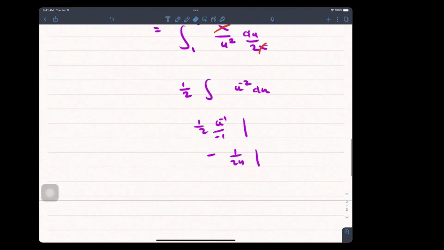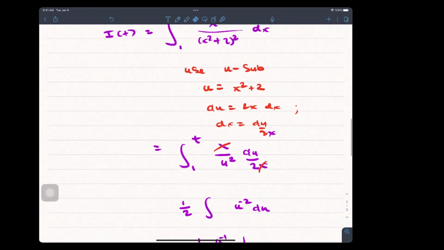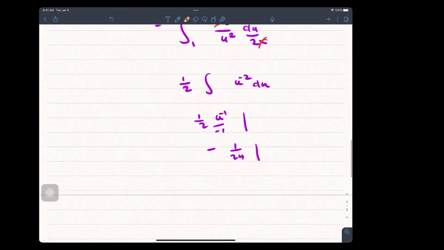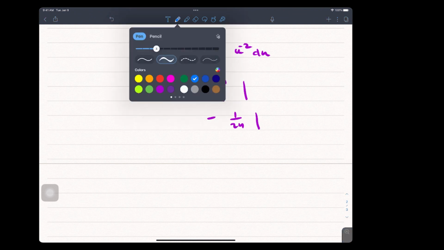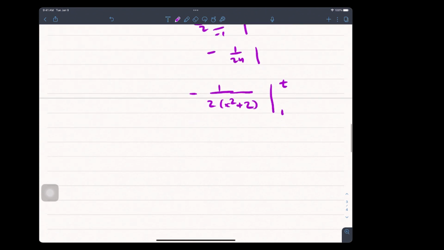Okay? What was u anyway? You guys remember what u is? This is u. Is that true? So here's what I'm going to say to you guys. Put the u back, x squared plus 2. So this is minus 1 over 2 times x squared plus 2. You can evaluate that from 1 to t. Now you can say negative 1 over 2 times t squared plus 2, really plus 1, well, yeah, plus 1/2 times 1 squared plus 2.